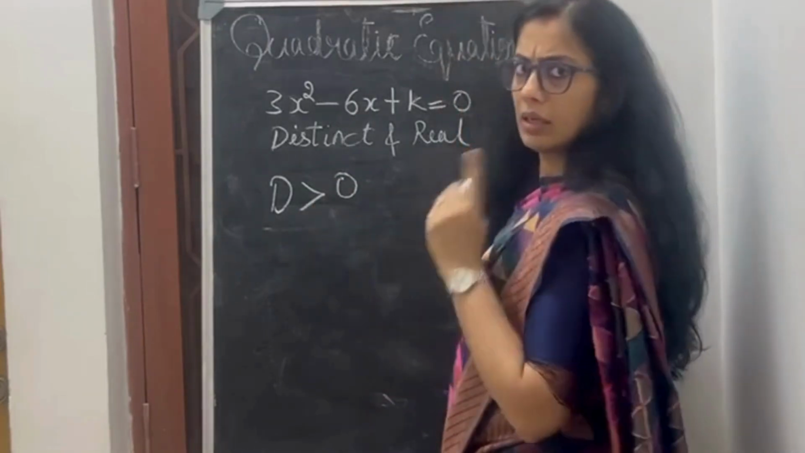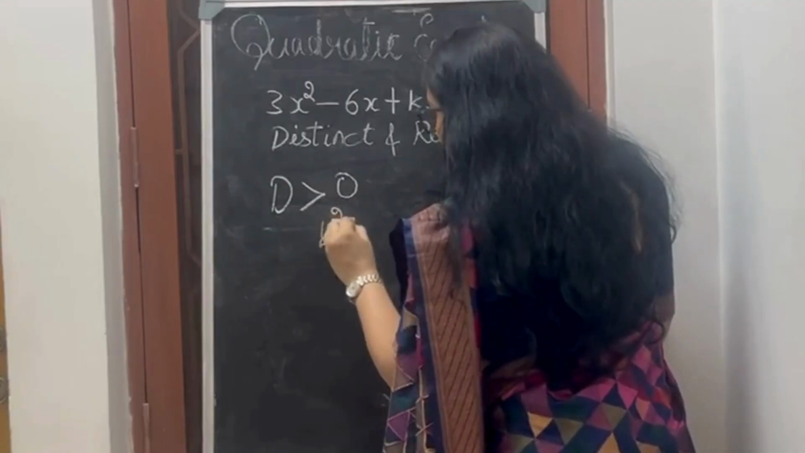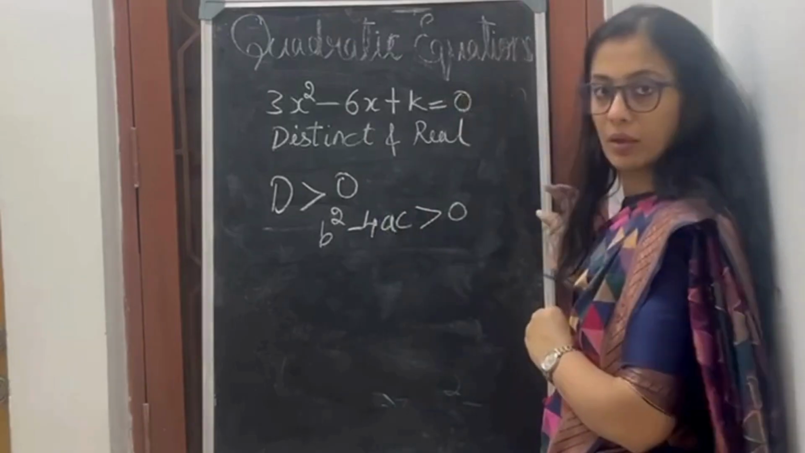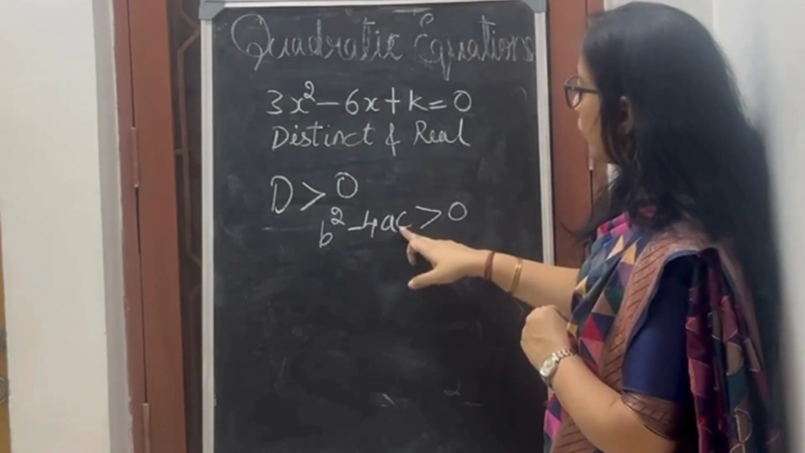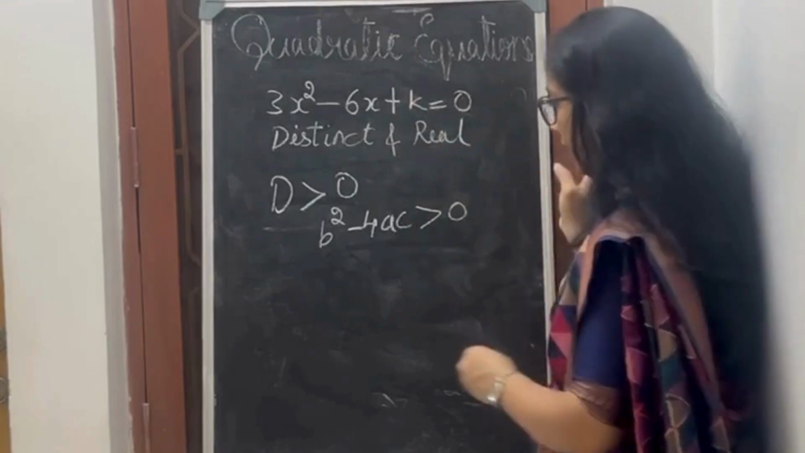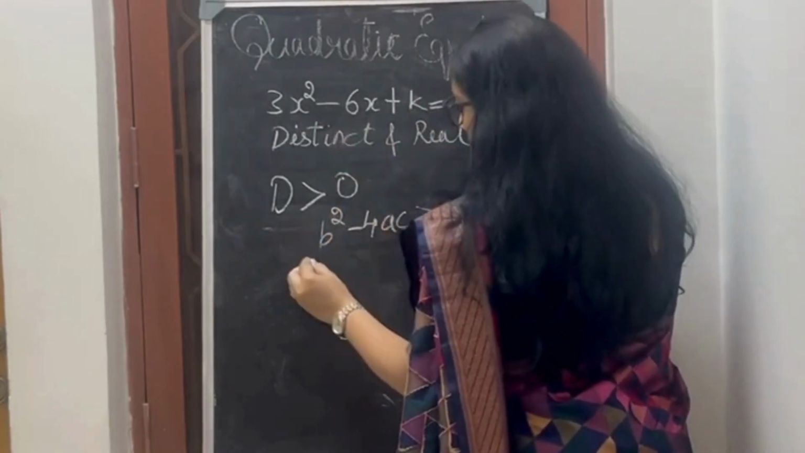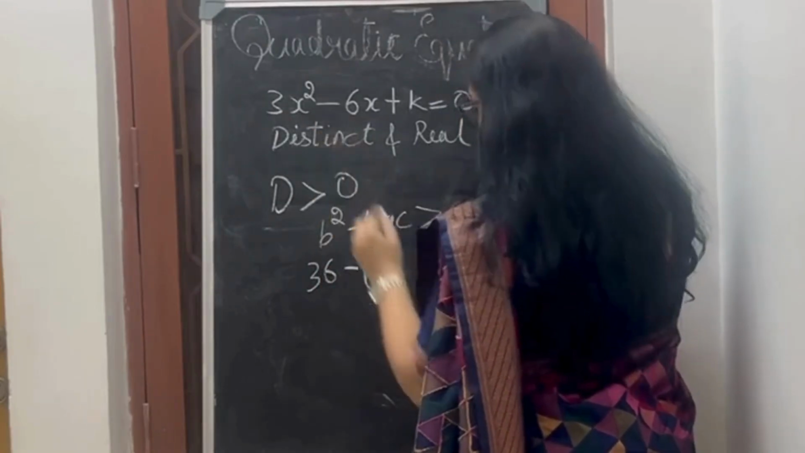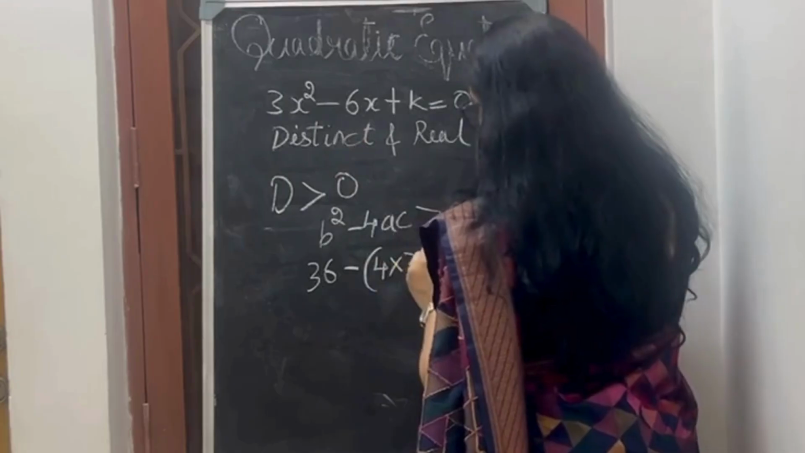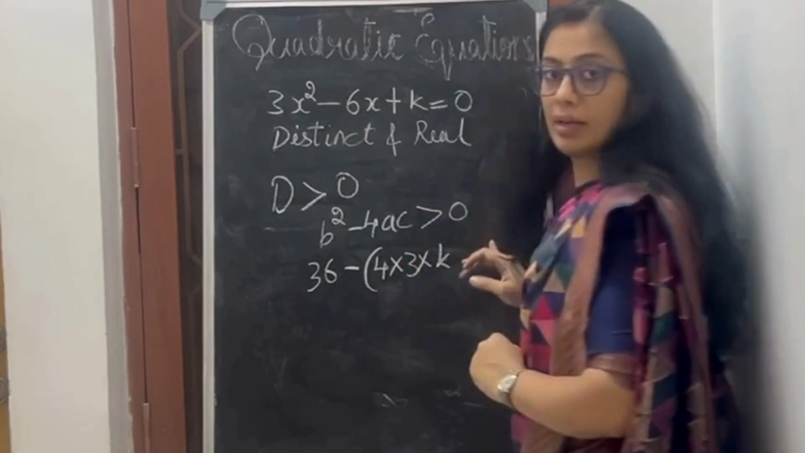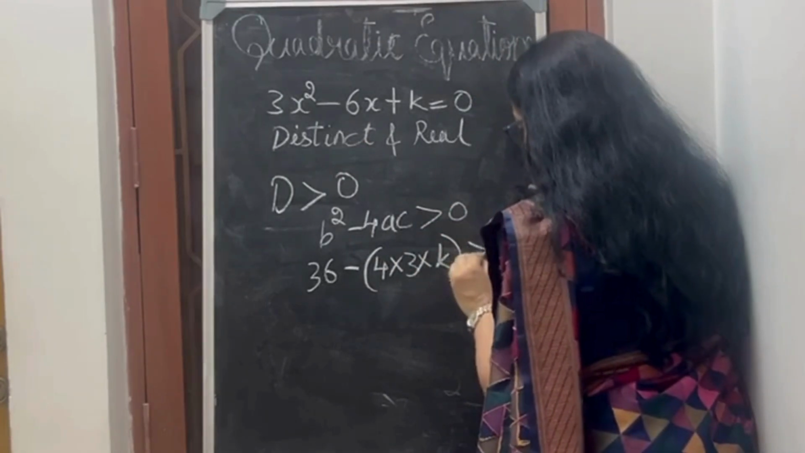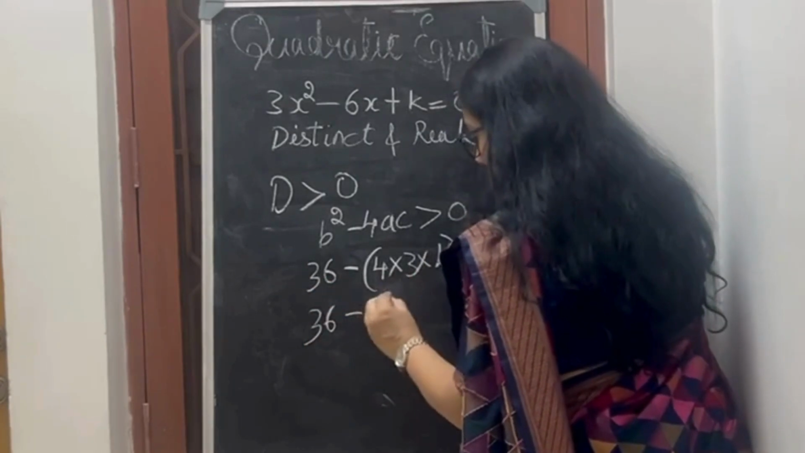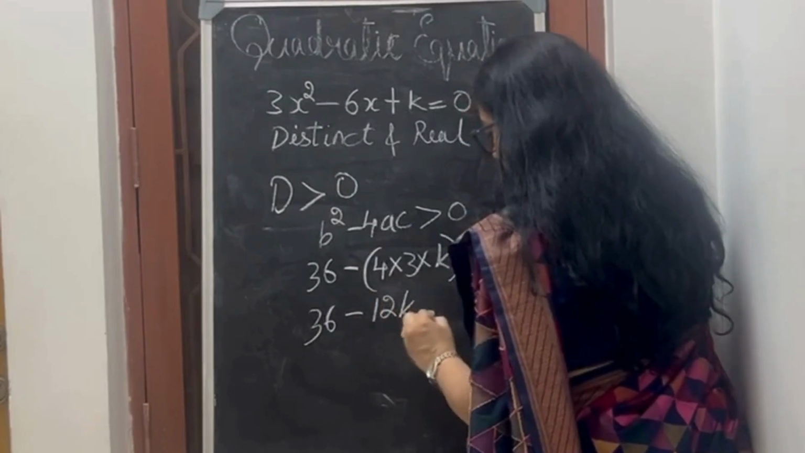So what is D? The D formula is b square minus 4ac, and this is greater than 0. Now what do I have to find? c. What is c? c is k. Now b square. What is b? 6 square, that is 36, minus 4 into a. What is a? 3, into k. Here I am not writing c, I am writing k. Greater than 0. That is 36 minus 4 3s are 12, 12k greater than 0.